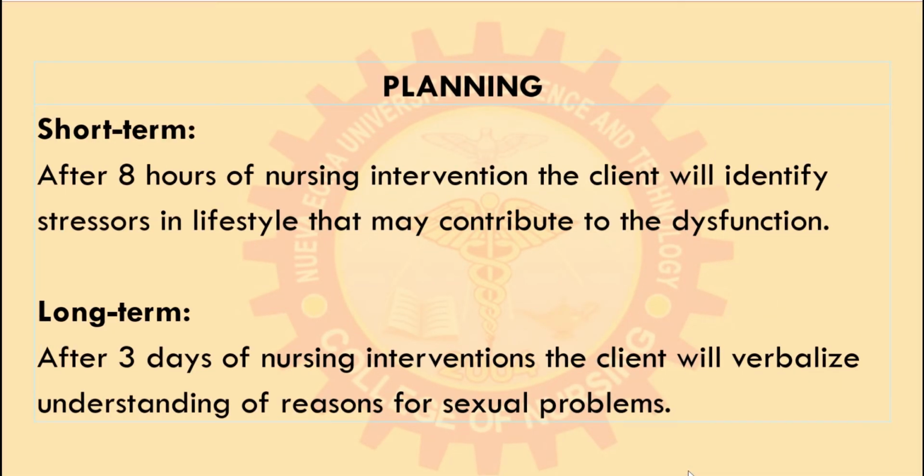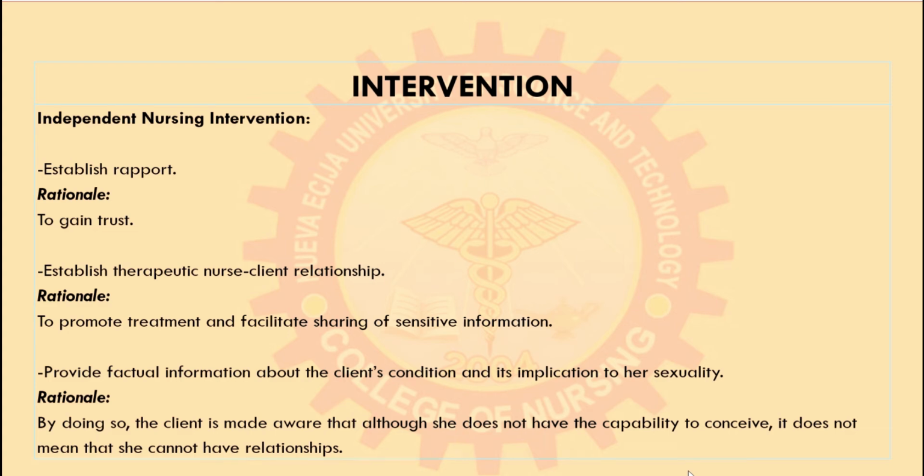For planning, short term, after 8 hours of nursing intervention, the client will identify stressors in lifestyle that may contribute to the dysfunction. For the long-term planning, after 3 days of nursing interventions, the client will verbalize understanding of reasons for sexual problems. For the independent nursing interventions, establish rapport. This is to gain trust. Establish therapeutic nurse-client relationship. This is to promote treatment and facilitate sharing of sensitive information.